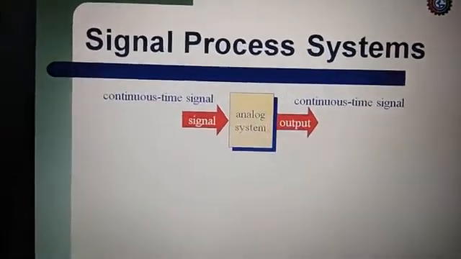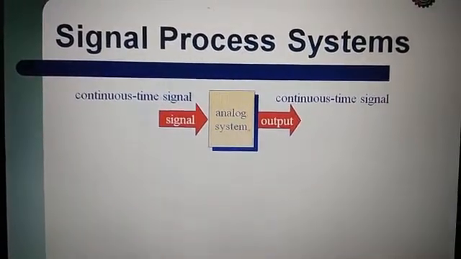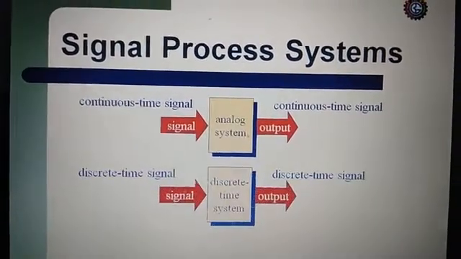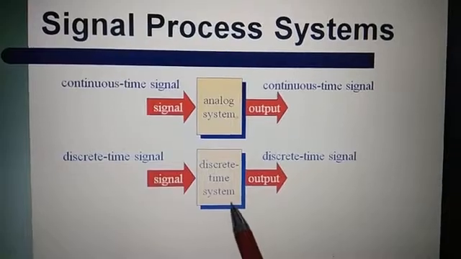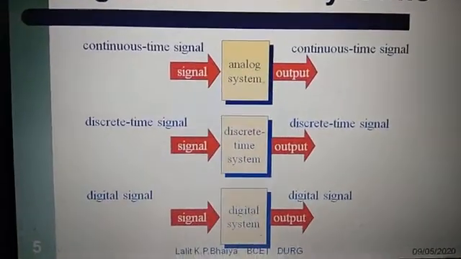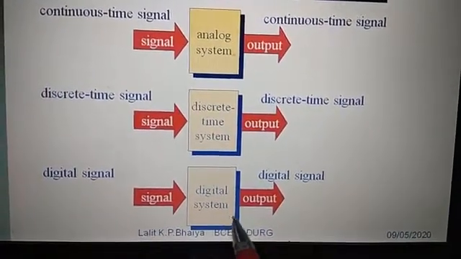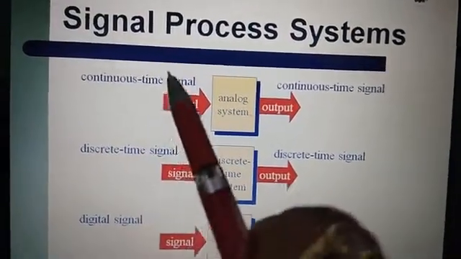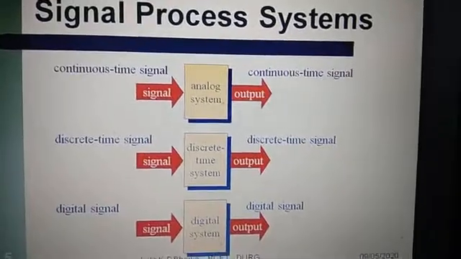Here you can see a continuous time signal is applied to the analog system and we get a continuous time signal. The discrete time signal we apply to the discrete time system, and we get a discrete time signal. The digital signal is applied to the digital system, and we get a digital signal. These are the basic differences: continuous time signal, discrete time signal, and digital signal.